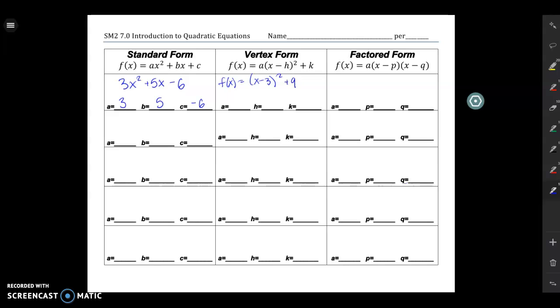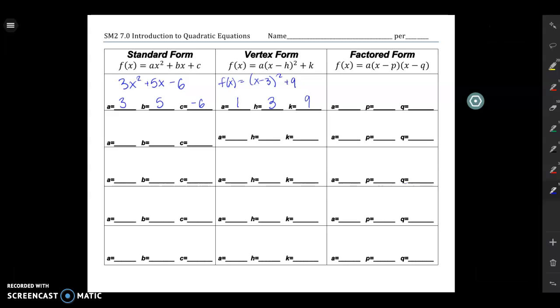And when you're in vertex form, it's important to recognize what A, H, and K are. Okay, A is the number that sits in front of your set of parentheses. So in this case, our A is 1. The H is whatever number you're subtracting from the inside, or from the x. So in this case, our H is 3. And then our K is whatever number we're adding on to the end, which is 9.